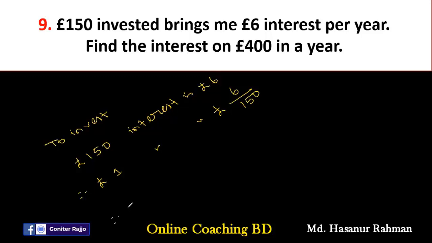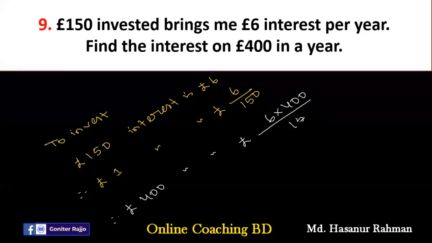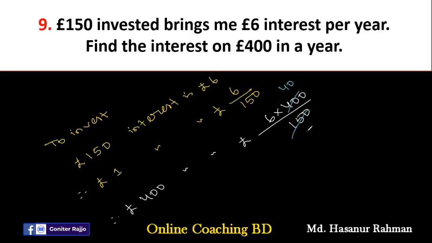Then to invest 400 pound, interest is 6 multiplied by 400 by 150. So now we have to solve it. 400 and 150 both can be divisible by 10, so it will be 40 by 15. Again, we can divide 40 and 15 both by 5. Then we'll get 5 8s are 40 and 5 3s are 15. Then 6 divided by 3, it will be 2. So 2 multiplied by 8, that will be 16 pound. So interest on 400 pound is 16 pound.